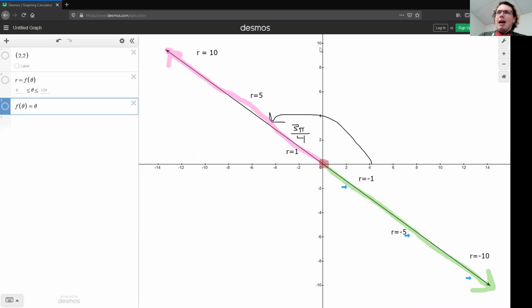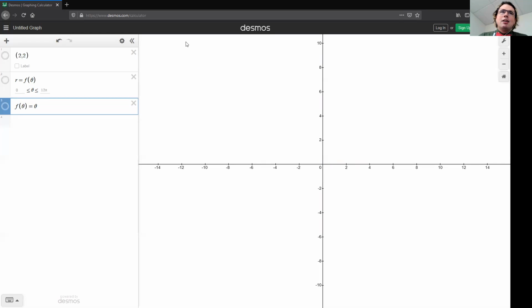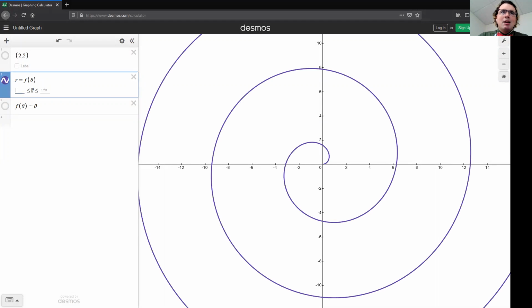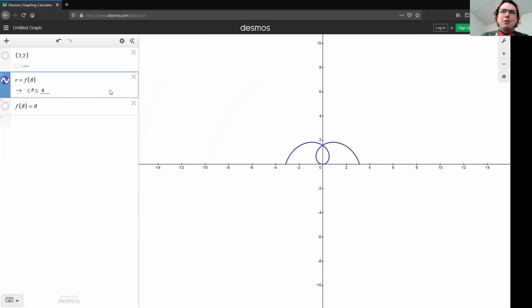So when I'm graphing, let's say r equals f of theta. F of theta is just theta. Let's look at this graph again. Let's have positive and negative values of theta, though. Let's say we go from -pi up to pi. I get this strange looping shape.